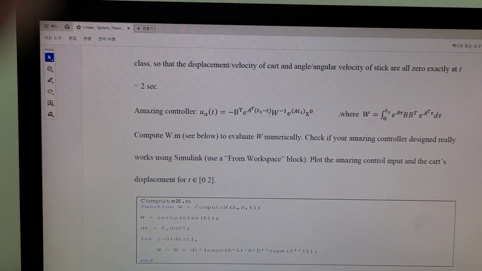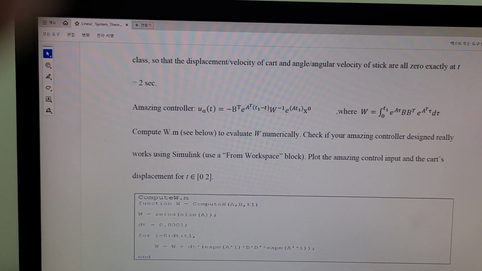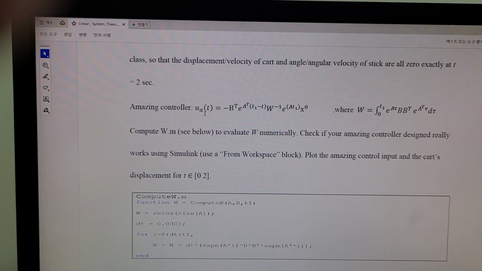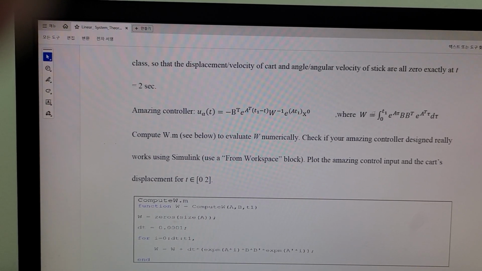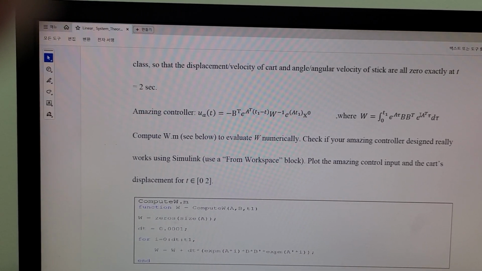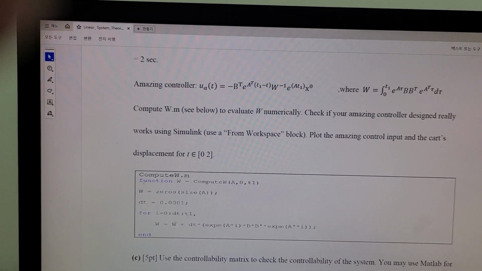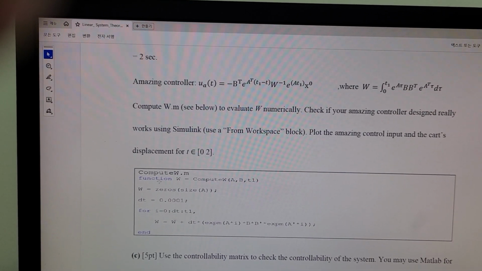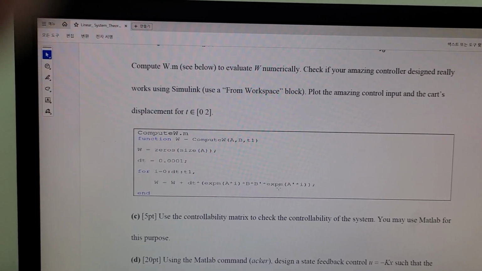This is the minimum energy controller u(t), which is minus B transpose e to the power A transpose (t1 minus t) times W inverse. This is the relationship for the minimum energy controller, and we have the controllability Gramian W. This is the relationship for the Gramian, and we can calculate the controllability Gramian numerically. This is the code in MATLAB.